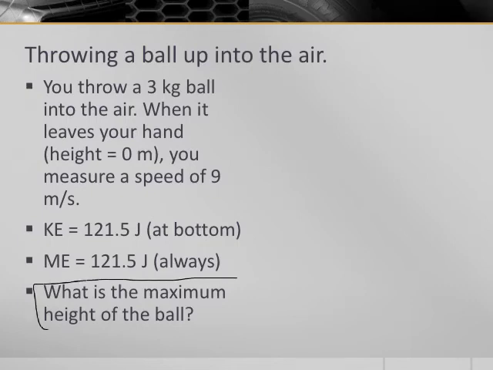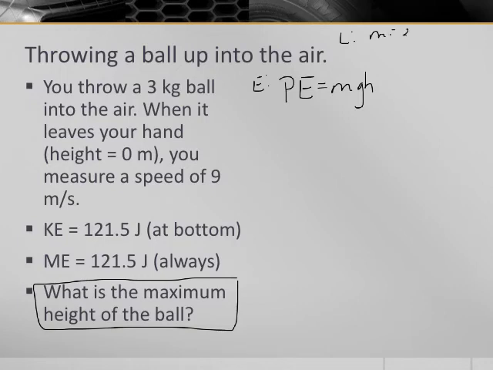Question is, what is the maximum height of the ball? So we know PE equals mgh. And before I jump too far ahead of myself, we do still know that our mass is 3 kilograms, and of course we know g is 10 meters per second squared. And then, what's unique about the maximum height, the top place for a conservation of energy problem? We know that PE is equal to ME, or it's 121.5 joules.